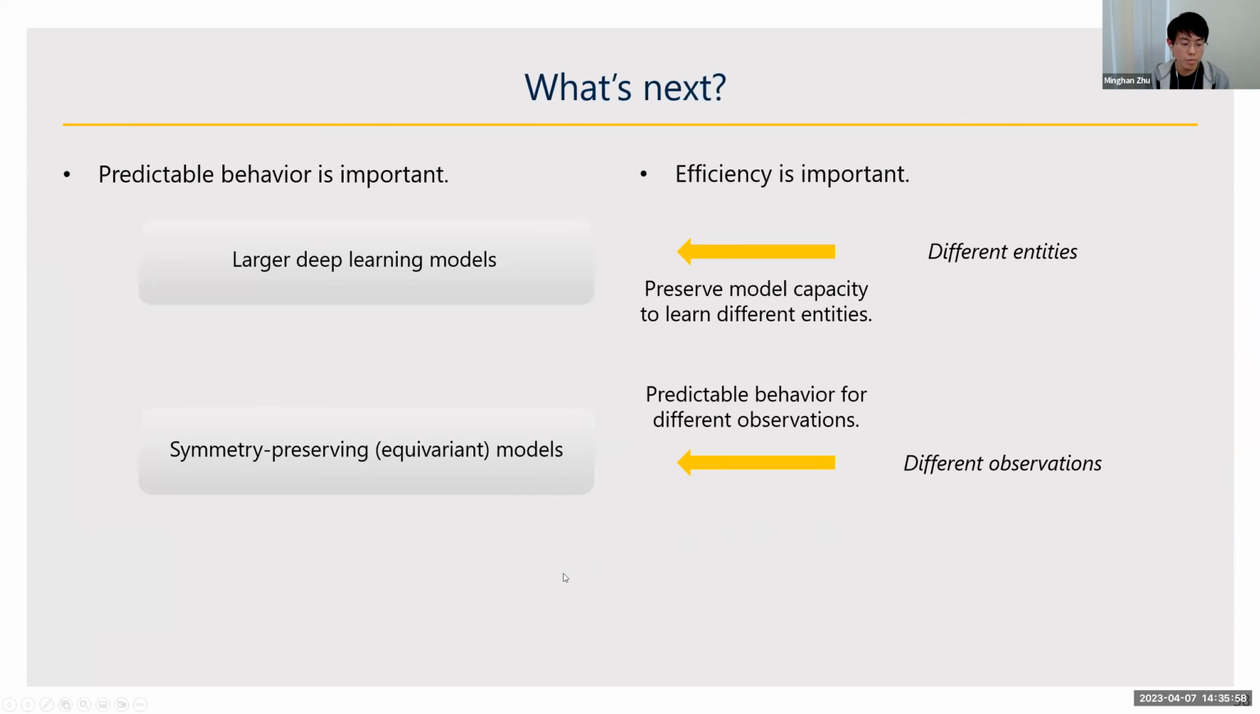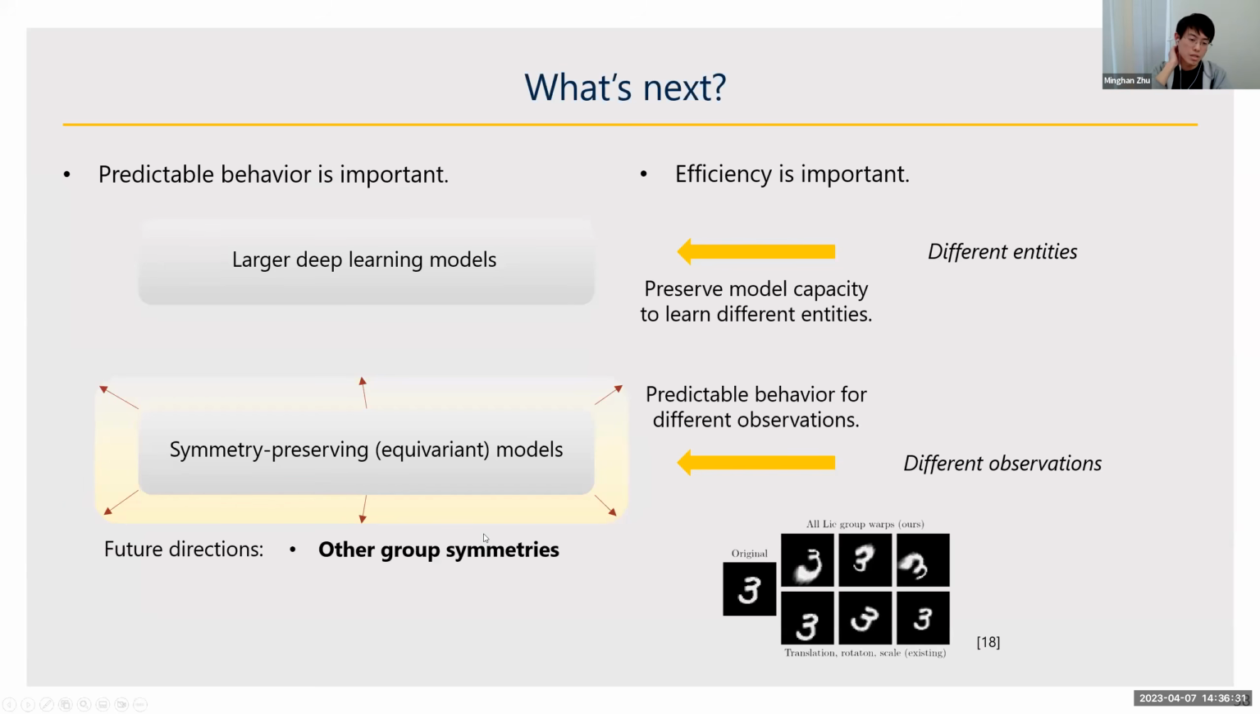Therefore, a natural way that we want to pursue is to expand the range of the symmetry cases that the symmetry preserving models can deal with. In this way, more variations of the environment can be dealt with in a principled way, and we can reduce the potential size of data and size of the model needed to deal with the other variations, for example, different entities. So for example, other group symmetries.